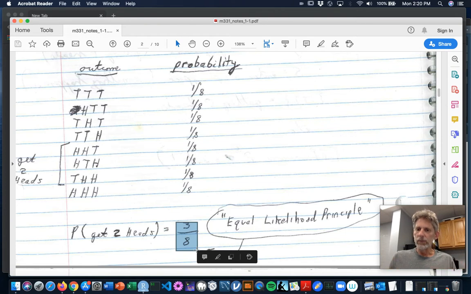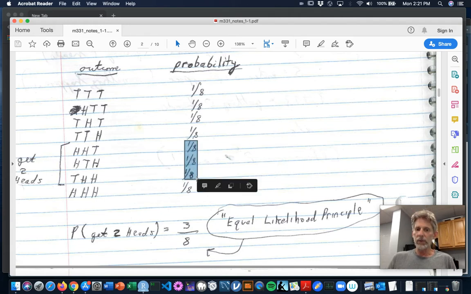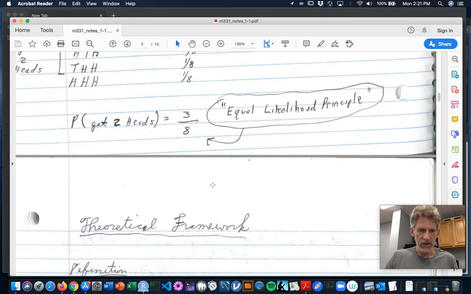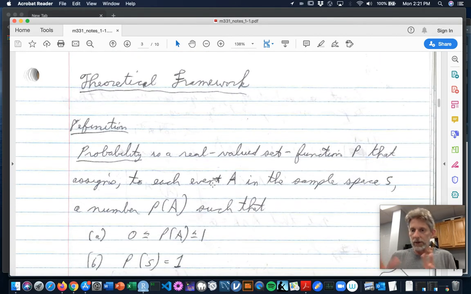Equal likelihood principle. So it's something you'll use quite a lot when you compute probabilities for events, because quite often in your intuitive work, each of the outcomes is going to be equally likely. Now you'll notice that 3/8 is the same as the sum of these probabilities right here, and that's no accident, and we'll see why in just a wee bit. Here comes the wee bit.